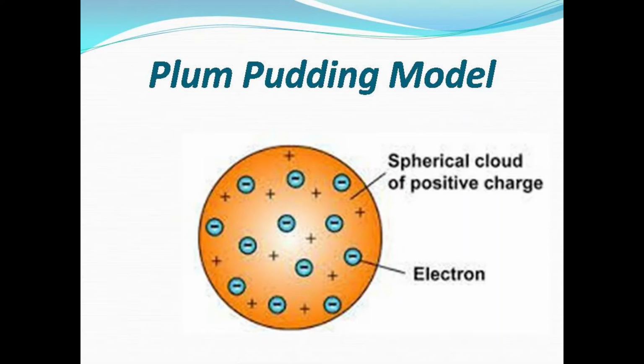He explained that an atom is like a pudding, as you can see in the picture, in which positively and negatively charged particles are spread in all directions. The positively charged particles are protons and the negatively charged particles are electrons. The number of positively charged particles and negatively charged particles is the same, as they cancel each other's charge. Hence it proves that an atom is electrically neutral.